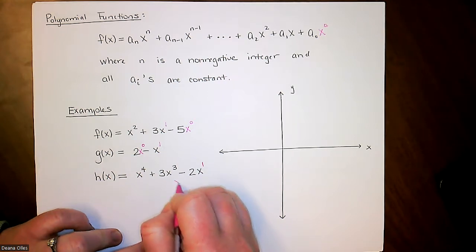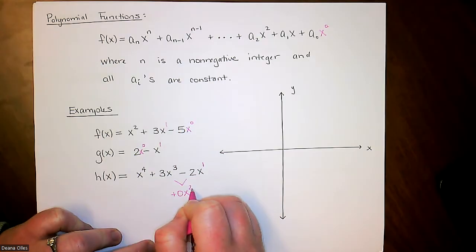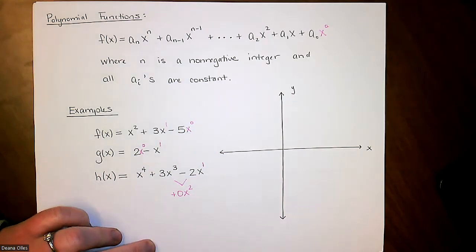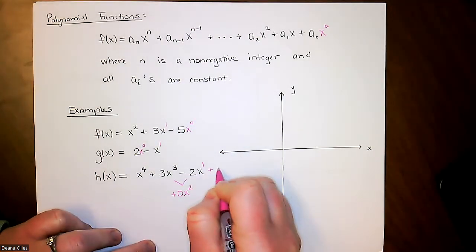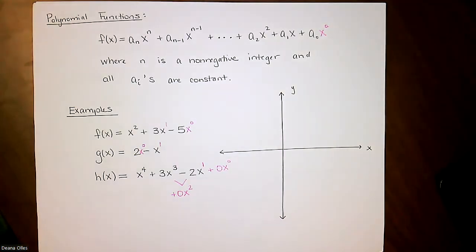You'll notice that you have no x squared terms, which is okay. And then you don't have any x to the 0th terms either. Again, that's totally fine. Right? You don't need to have every term of every degree in a polynomial present there. Okay, so just a few graphs of examples of polynomial functions.